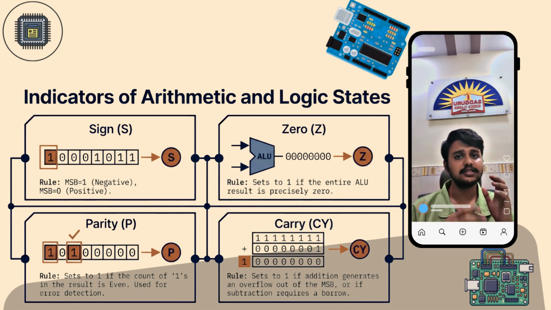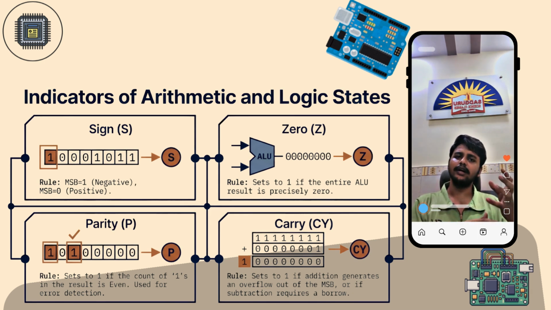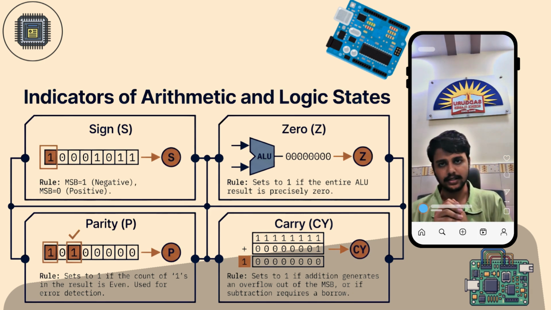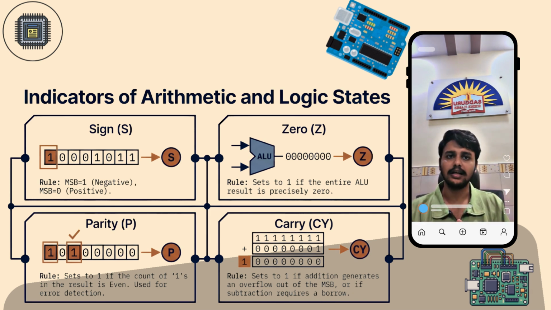The carry flag, or CY flag, indicates whether there is a carry out of the most significant bit during an arithmetic operation. In subtraction, it becomes a borrow. The carry flag is very important for multi-byte arithmetic operations.